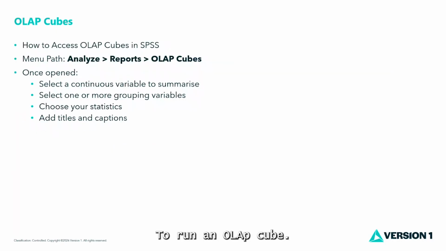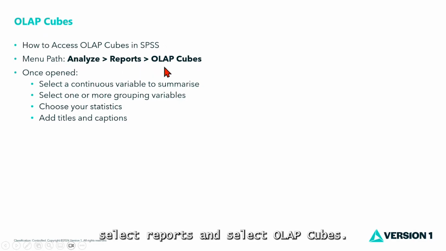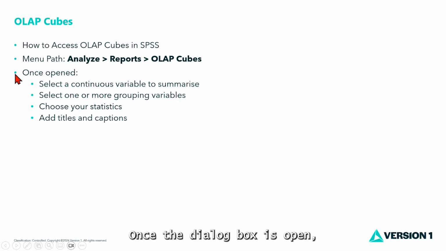Now, to run an OLAP cube, go to the Analyze menu, select Reports, and select OLAP Cubes. Once the dialog box is open, you can select your continuous or scale variables to summarize. You can select one or more grouping variables, choose your statistics, and add titles and captions.